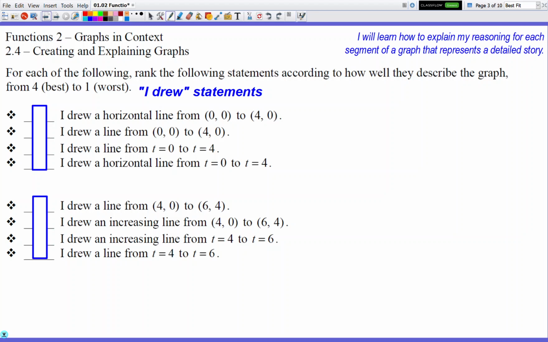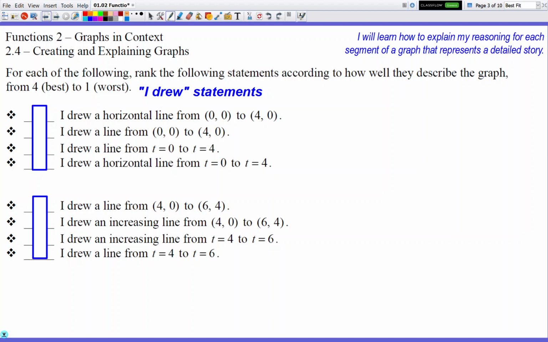Yeah, and other kids, they go, no, I think the horizontal one is better. I drew a horizontal line from t equals 0 to t equals 4. Okay, so because we're drawing lines, my theory is because we're more descriptive about what kind of line it is, it's a horizontal line. That's why I give the edge to "I drew a horizontal line from t equals 0 to t equals 4." So that would be my second best statement.